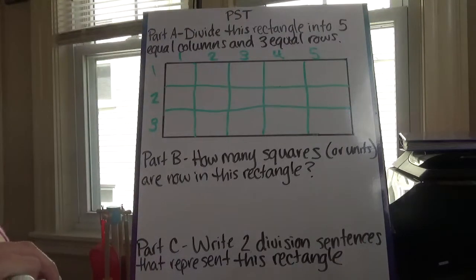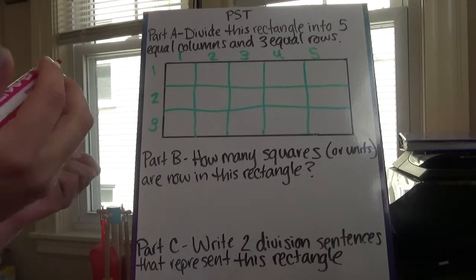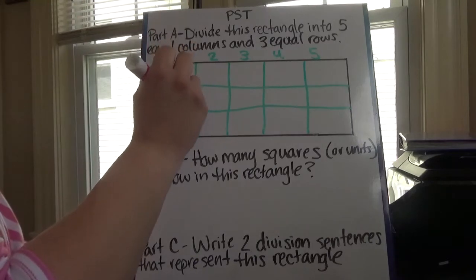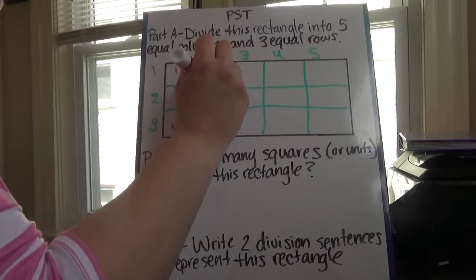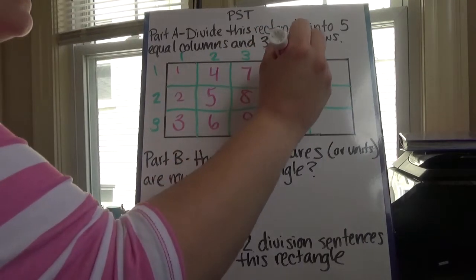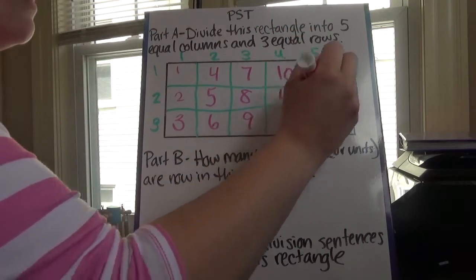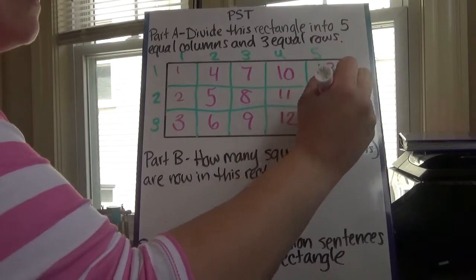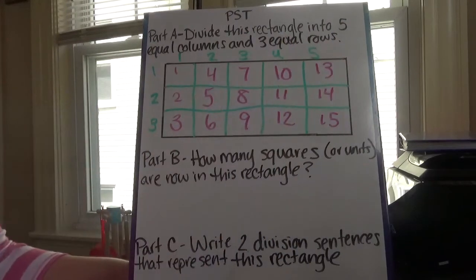Now we're ready for part B. Part B says, how many squares or units are now in this rectangle? Well, we can easily figure that out by counting them. 1, 2, 3, 4, 5, 6, 7, 8, 9, 10, 11, 12, 13, 14, 15. That's one way to count them.